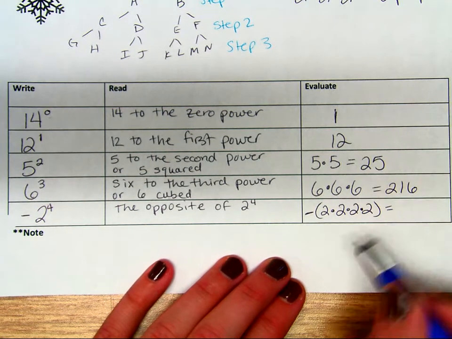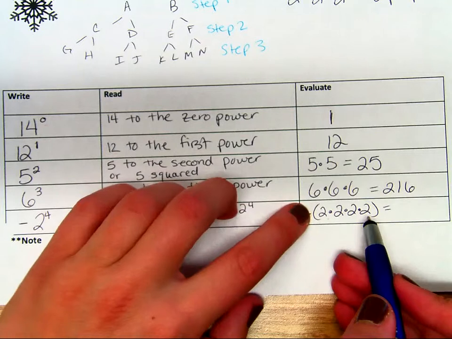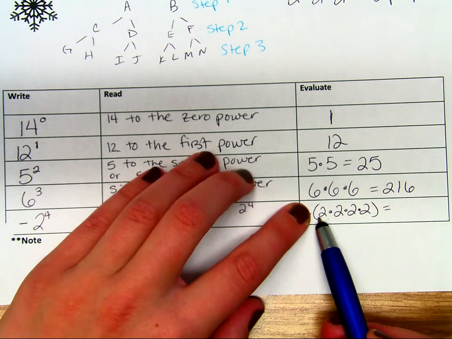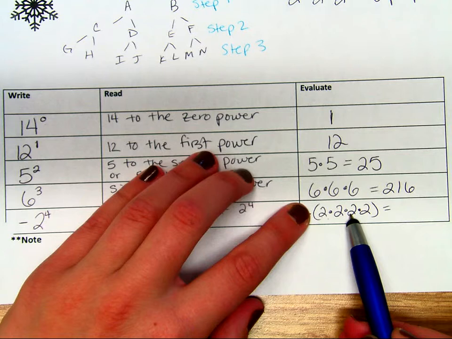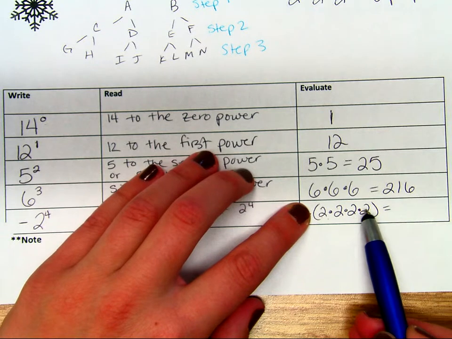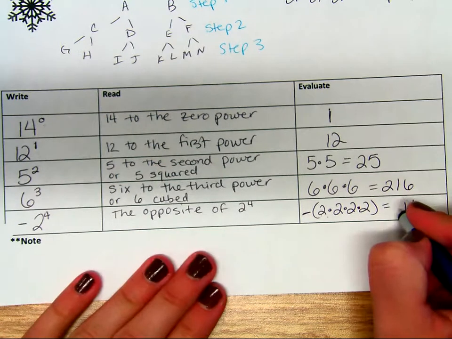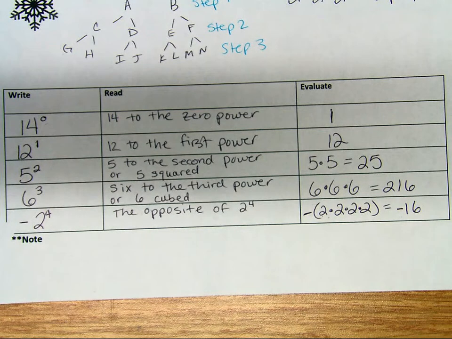So 2, we'll ignore the negative sign for now. Figure out what, so 2 times 2 is 4, times 2 is 8, times 2 again, we get 16. But then I would take the opposite of that. So this is actually going to give me a negative 16 when I evaluate it.